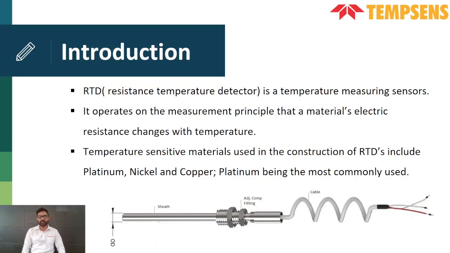This is the general diagram of RTD. In this diagram, one side is mineral insulated sheath that is hot end and other side is cable for termination. RTD is customized product, so we provide different dia and length of MI sheath. We construct RTD with minimum 1.5 mm dia. In hot end of RTD, we use platinum element. Head is also used instead of cable for termination. Fitting is used for connection of RTD in process.